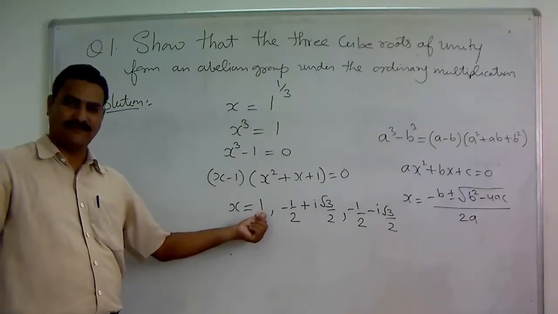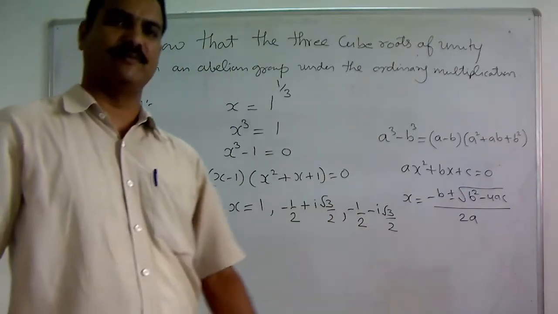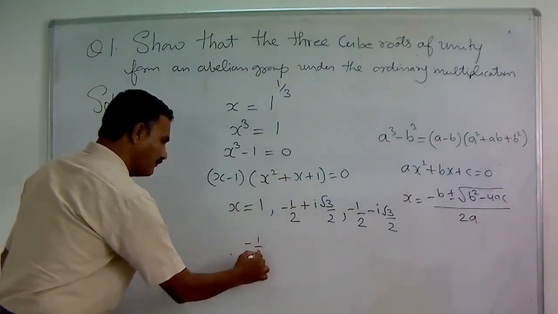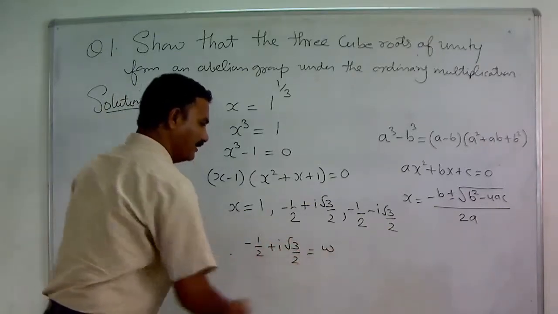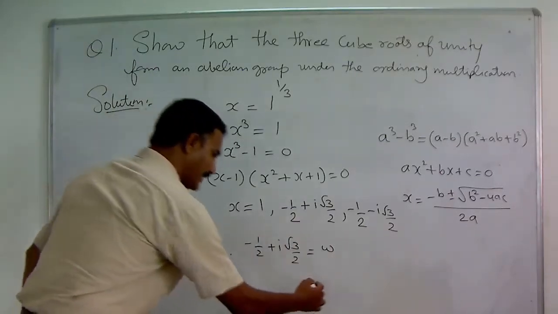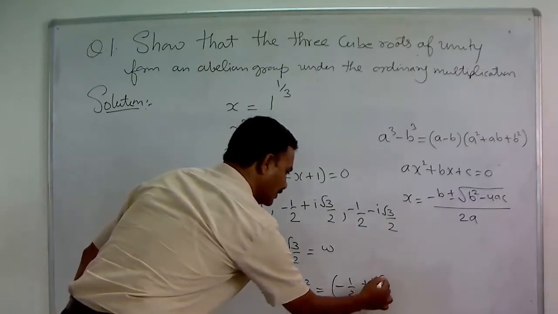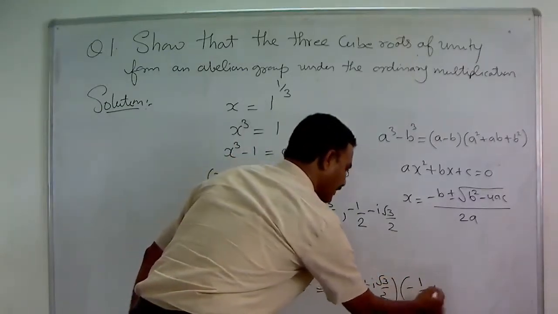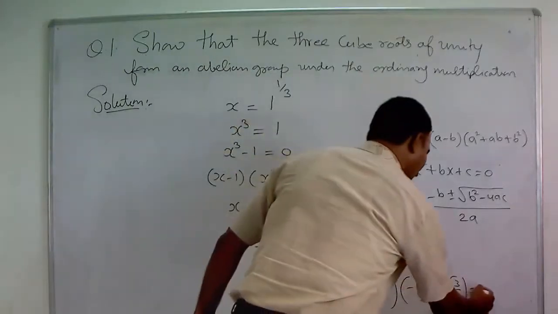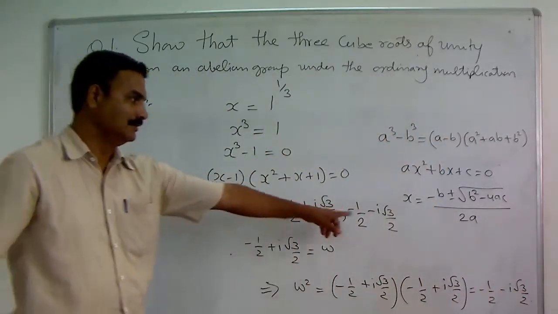So from this we get three values of x. One is x equal to 1, the second one is minus half plus iota root 3 by 2, and the third one is minus 1 by 2 minus iota root 3 by 2. If we assume this particular minus half plus iota root 3 by 2 as omega, for the sake of convenience, then on squaring, omega square gives us minus half plus iota root 3 by 2 multiplied with minus half plus iota root 3 by 2. When we multiply both the factors, we get minus half minus iota root 3 by 2, which is the value of omega square and which is our third root.